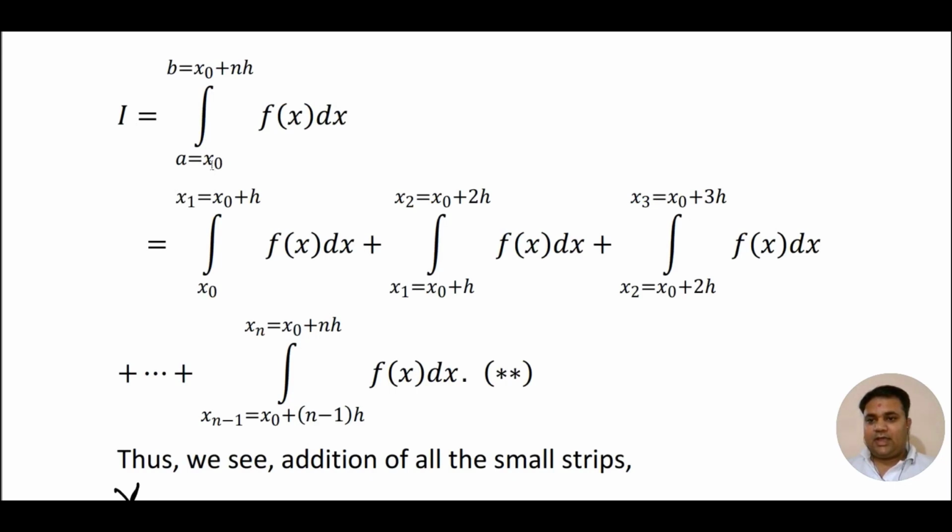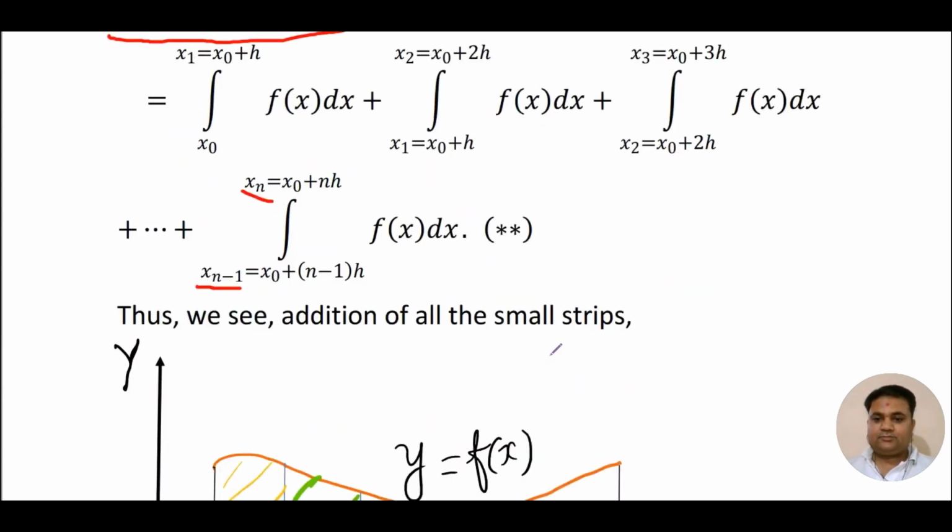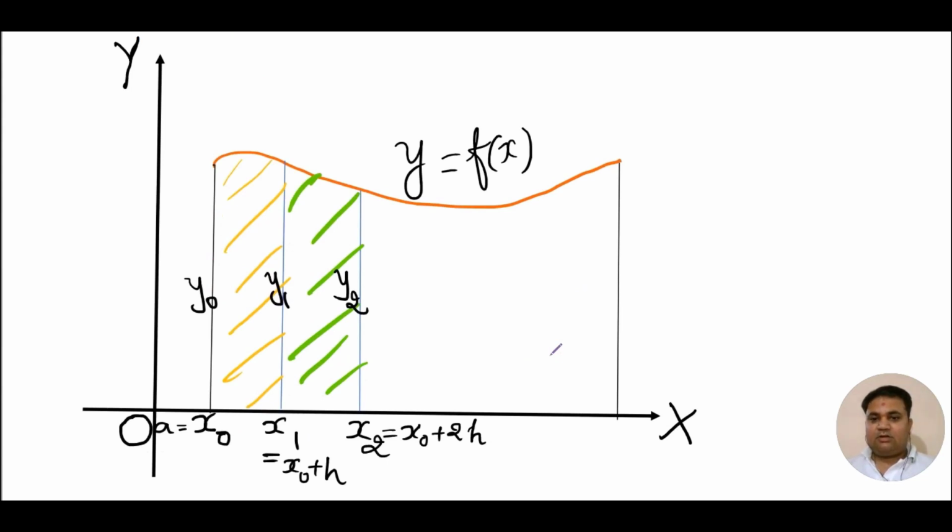And hence what will be the picture here? I is equal to integration a to b f(x) dx, which is nothing but the integral from x0 to x1 plus x1 to x2 plus x2 to x3 and up to the last one, x(n minus 1) to xn. Okay, so these are n different integrals, and we want to add all of these to get the final answer. That means I is equal to integration a to b f(x) dx.